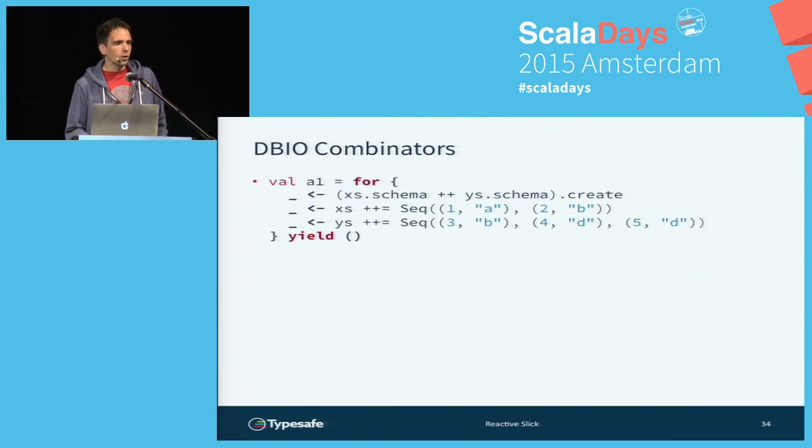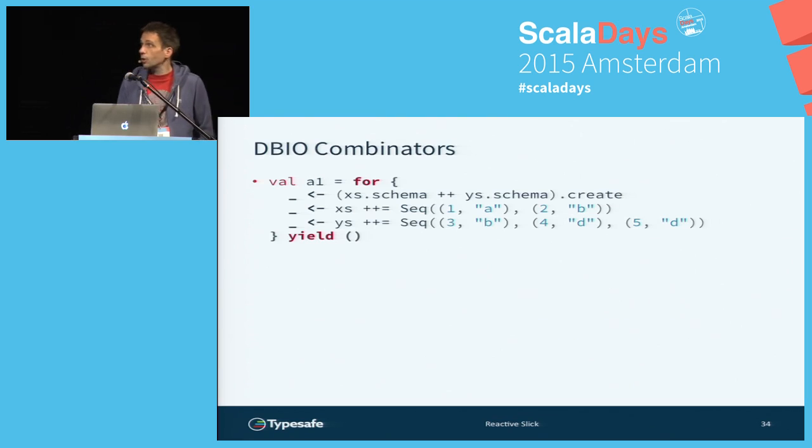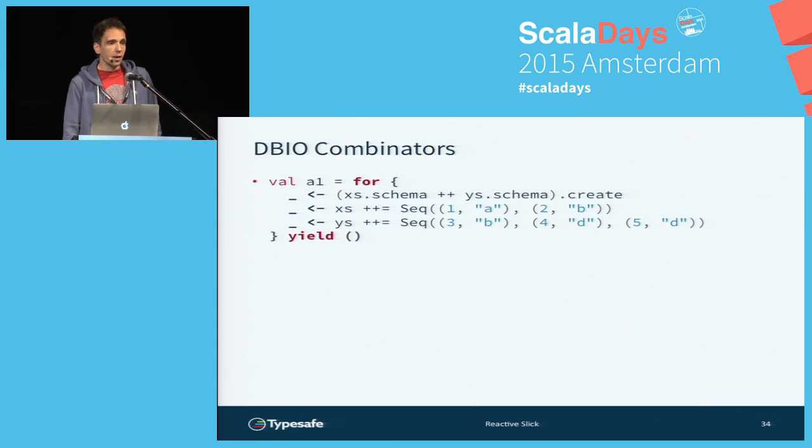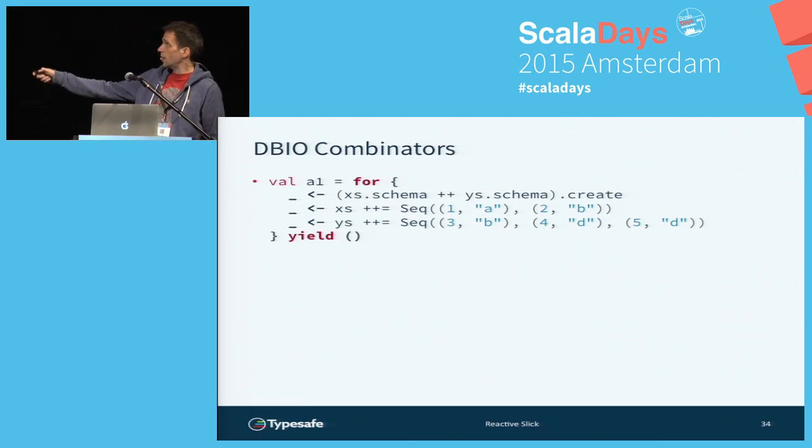So let's look at some actual combinators, how to compose these DBIO operations, and look at some actual operations. If you used Slick before, the right-hand side here should look pretty familiar, because the API there is almost the same as in the old versions. You have tables, X's and Y's, and you have a .schema, which was actually called .ddl before, which gives you the DDL for the tables, and you can concatenate them and then create the DDL in the database, and you use the ++= operator to insert data into these tables.